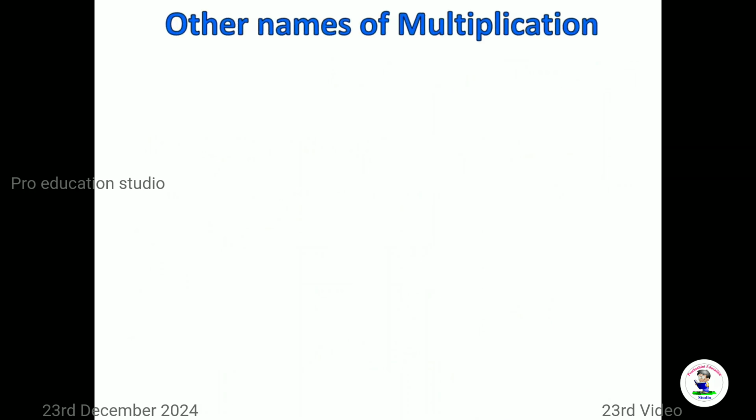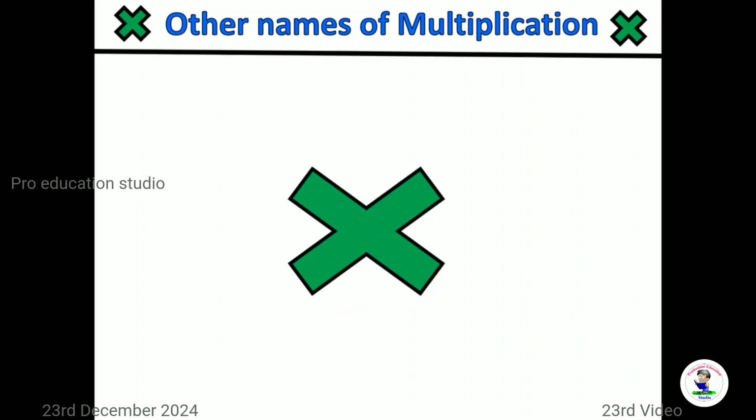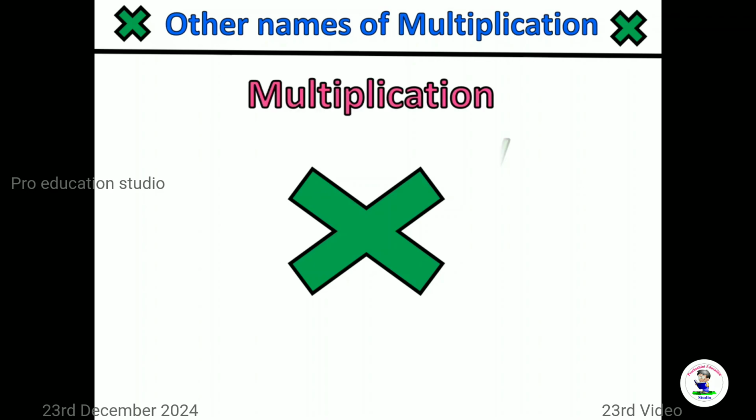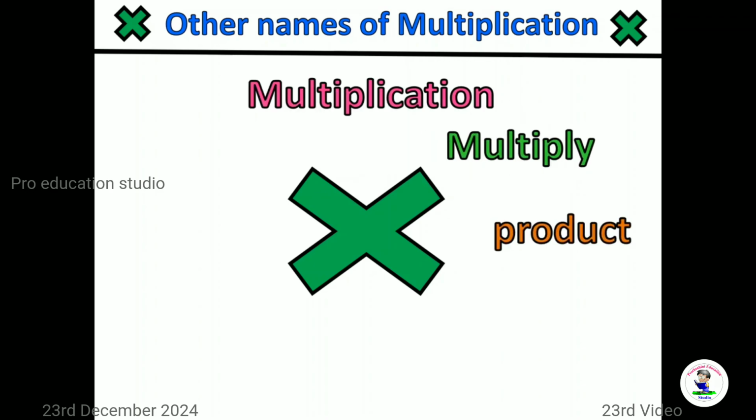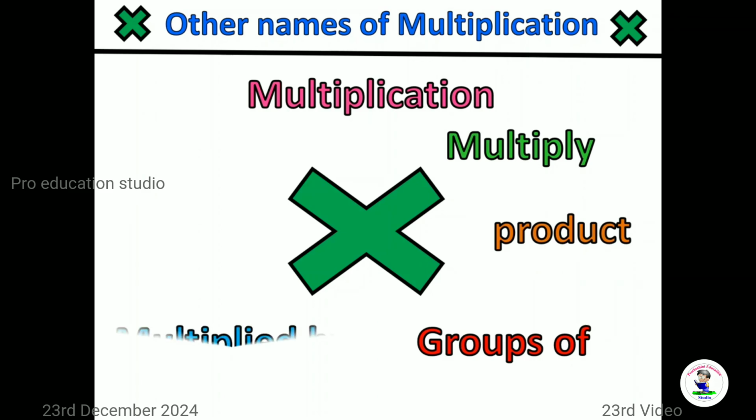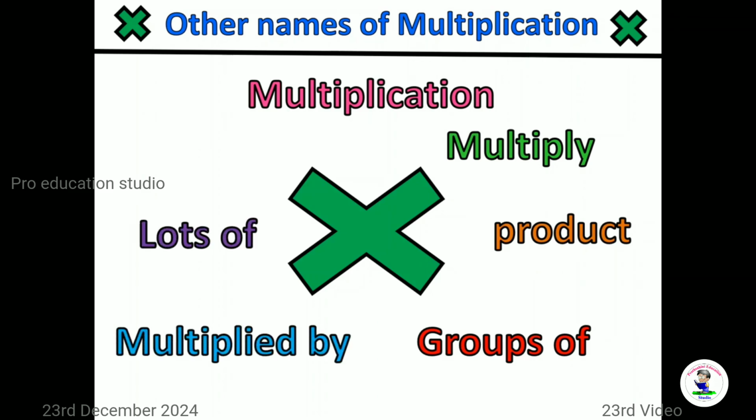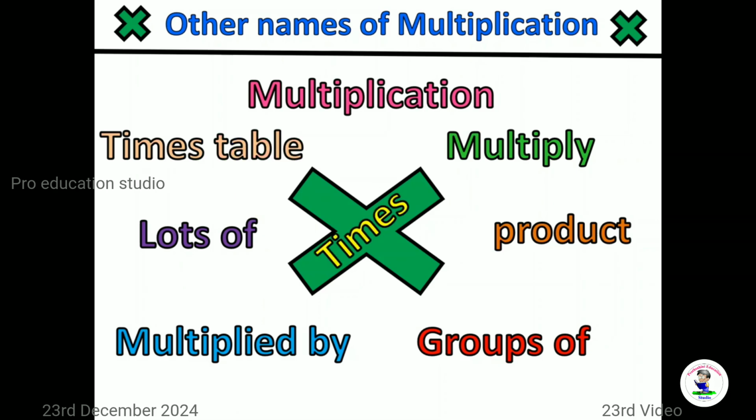Now other names of multiplication. Let's see it. What are the other names of multiplication? Now you can see here the multiplication symbol. We call it multiplication, multiply, product, group of, multiplied by, lots of, times table, and the last one is times. In word problems, if you get multiply the number or group of the number, or lots of a number, if they say like that, you have to do multiplication. Now we go on to the next slide.